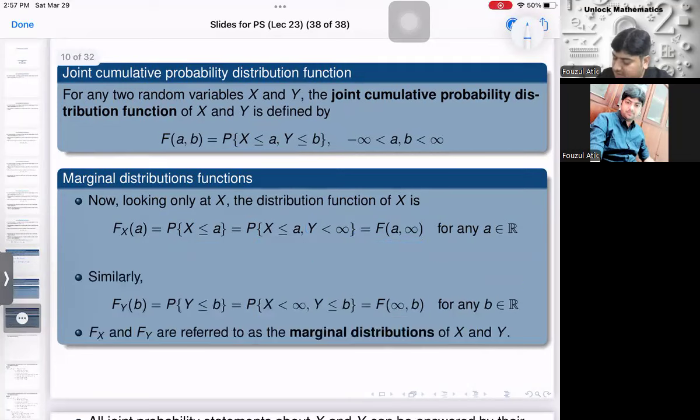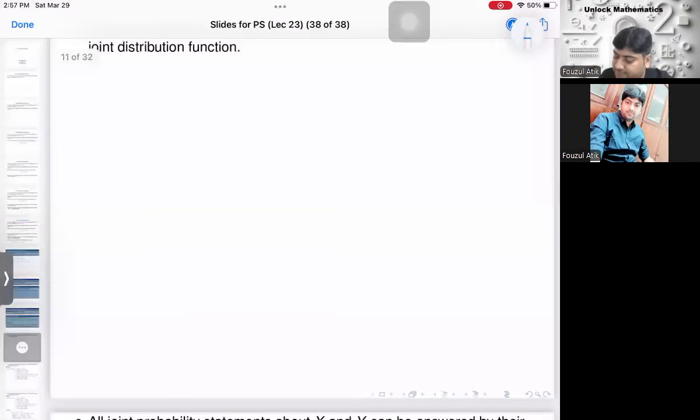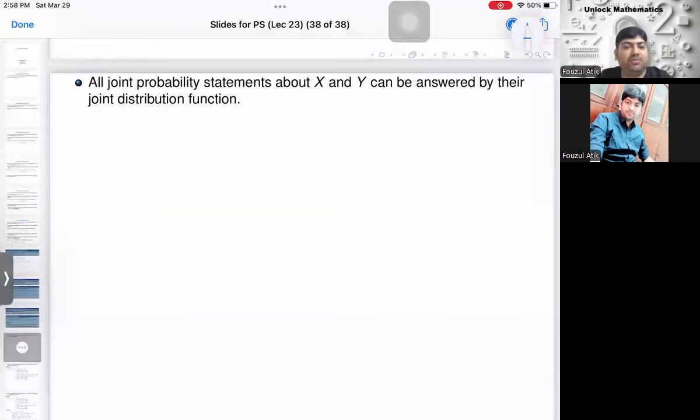Now, this one we have already discussed. Fx and Fy are referred to the marginal distribution of x and y. Now, all joint probability statements about x and y can be answered by their joint distribution. Just as an example, suppose x and y are two random variables whose joint distribution we have. Then I want to calculate this probability P of x greater than a, comma y greater than b.